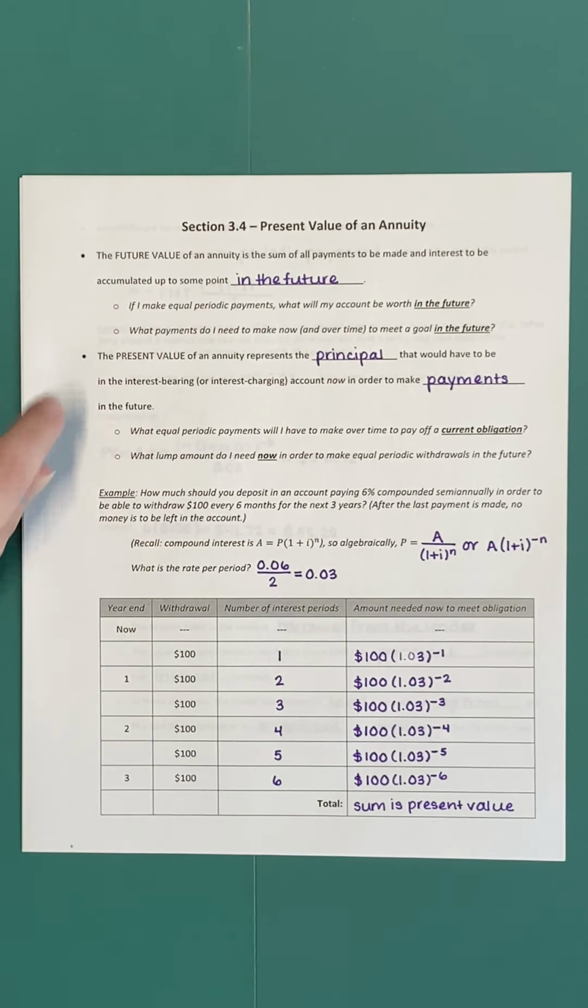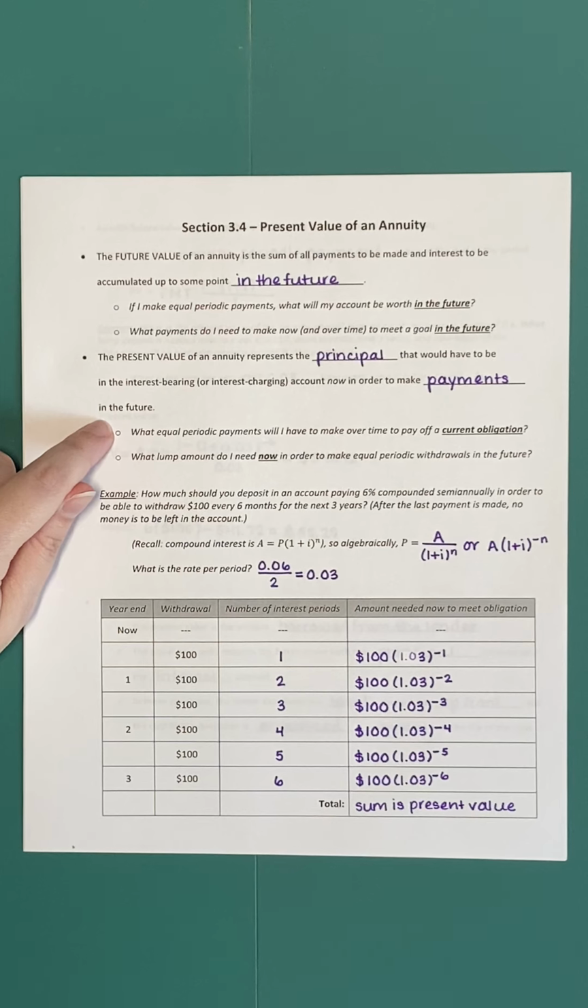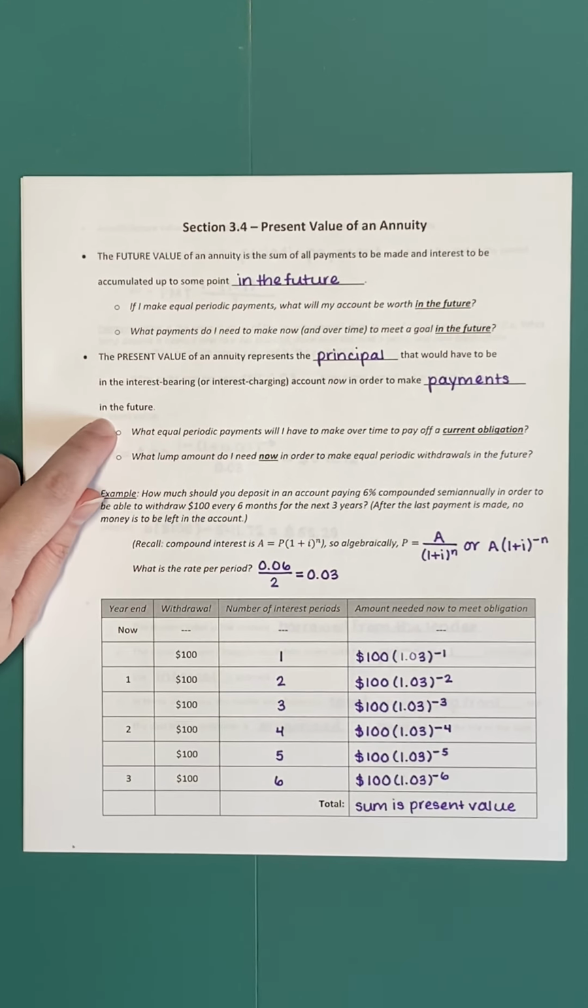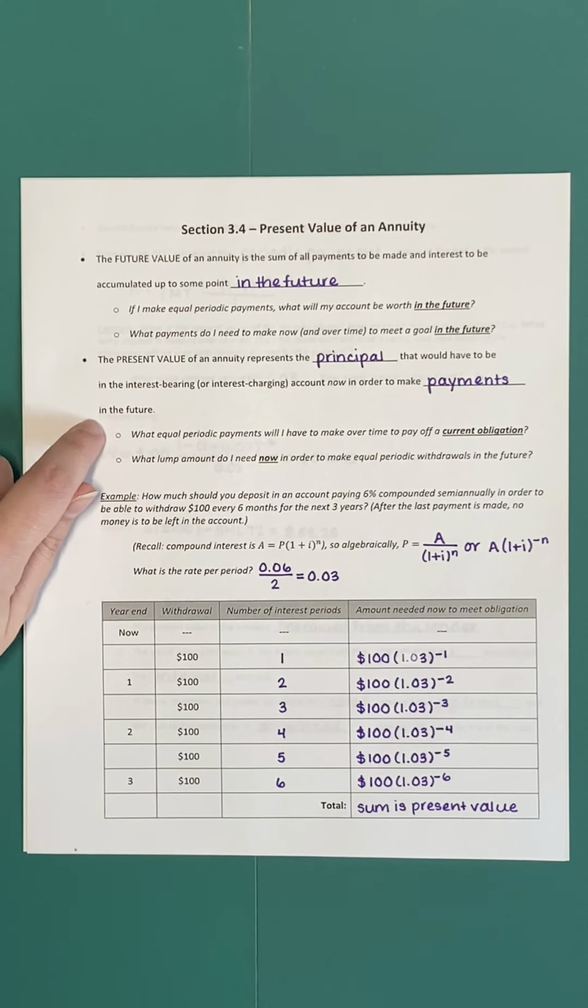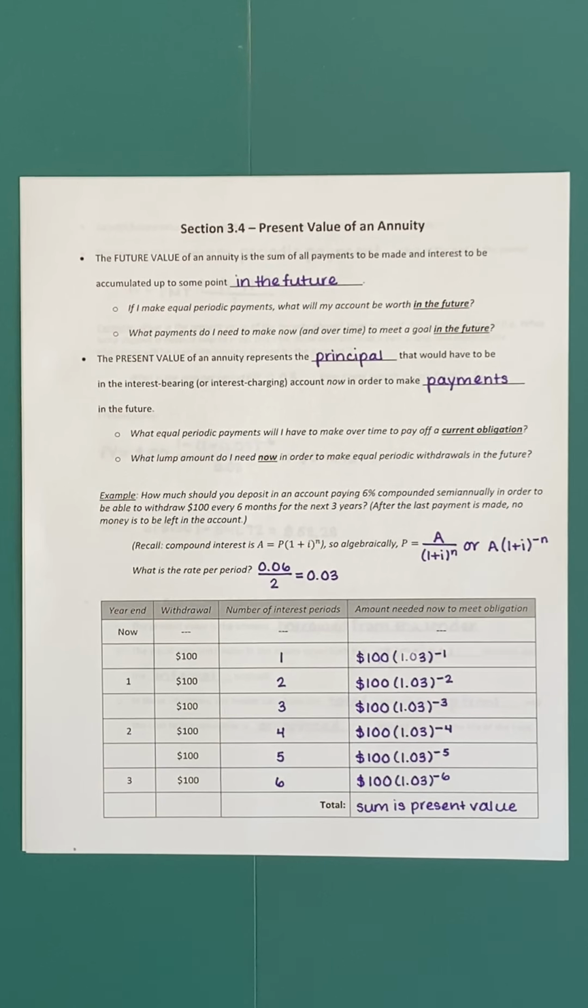So what kind of questions might be asked if we're talking about present value? One question would be, what equal periodic payments will I have to make over time to pay off a current obligation? That represents what we're going to think of from the standpoint of a loan. How do we structure a payment plan so that we don't only pay off the principal, but we also pay off all the interest that we know continues to accrue over time? In general, you pay off more than the principal, right? By the time you paid off your car, you paid off the amount you were loaned as well as some additional money. That additional money represents the interest you were charged.